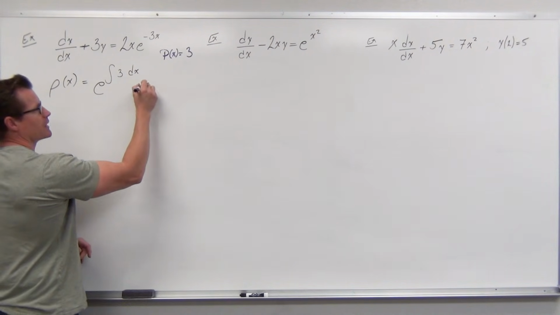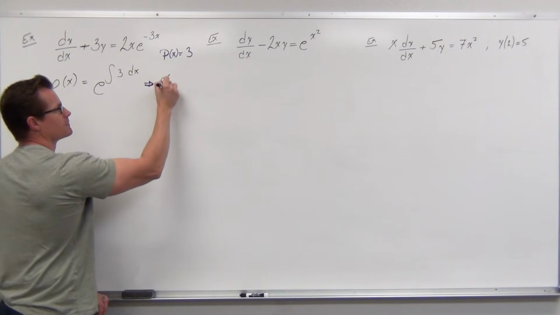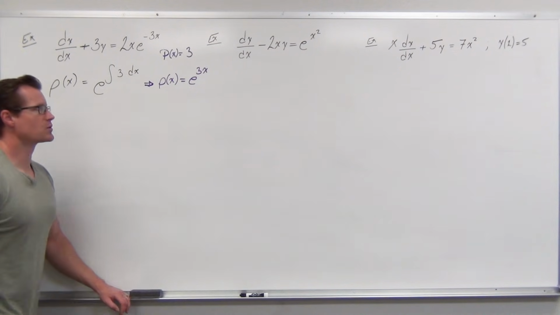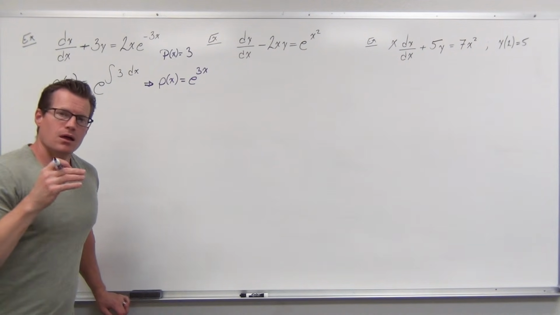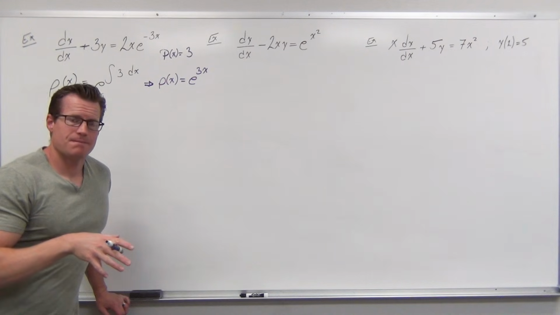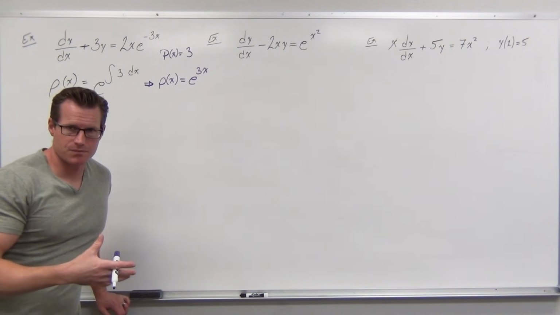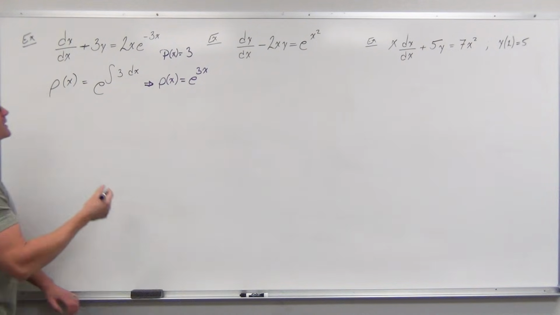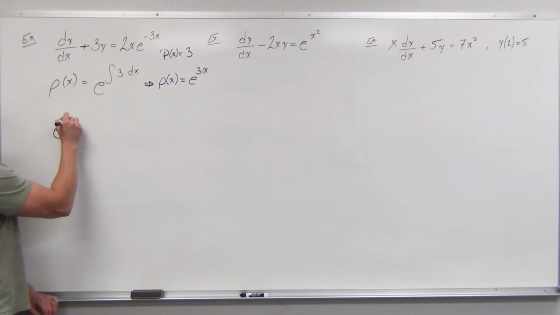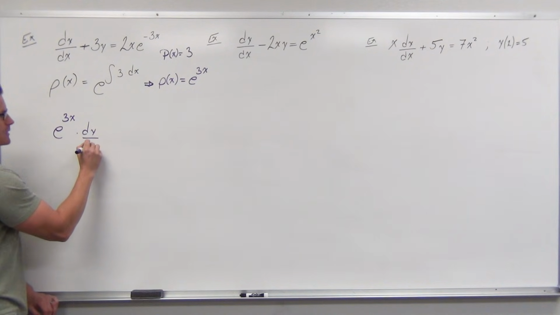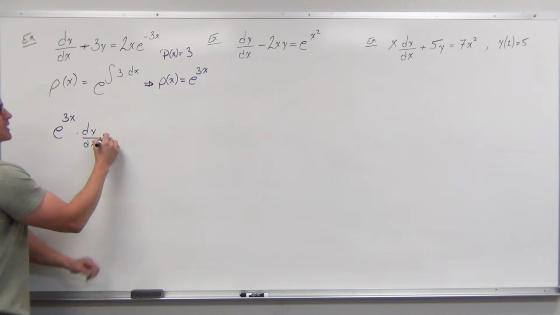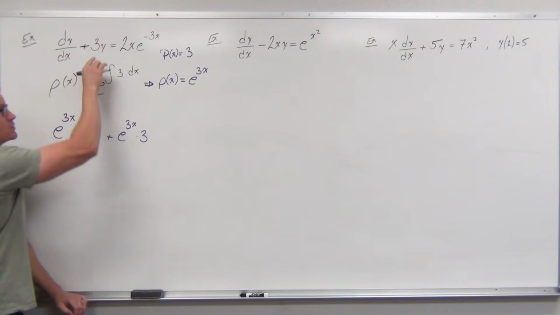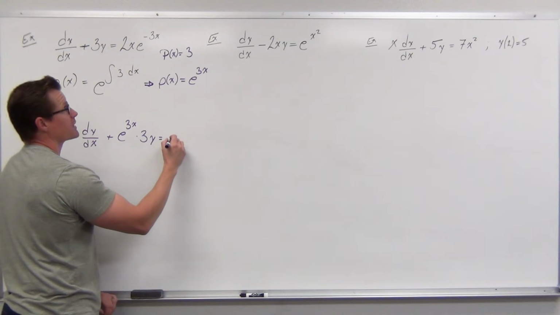So in our case, our rho of x is e to the 3x. Done. That is the piece that when we multiply is going to complete our product rule. That's pretty cool. You don't need a plus c here. We talked about that in the last video. All we need to understand is that you're going to do that e to the 3x times dy dx. Because you're multiplying both sides, it's also going to be multiplied to the middle term and to the right term.